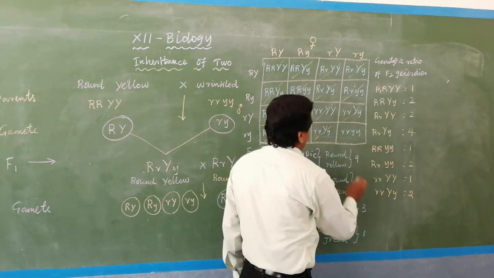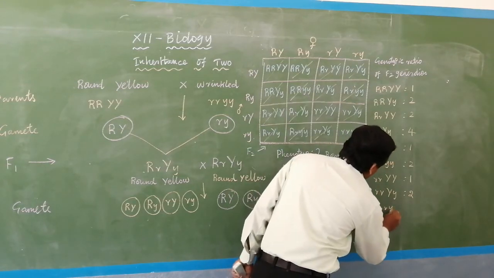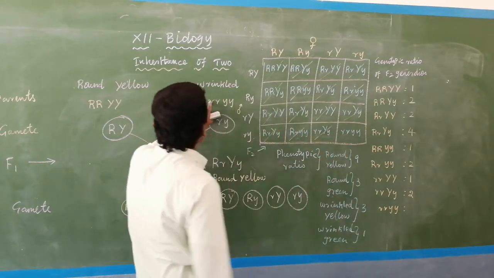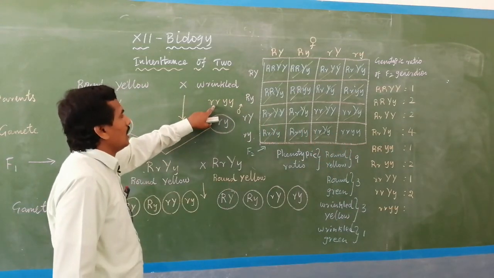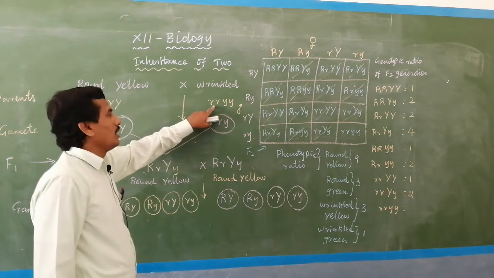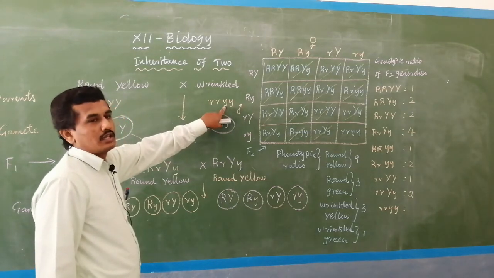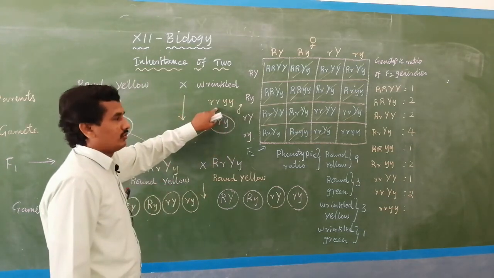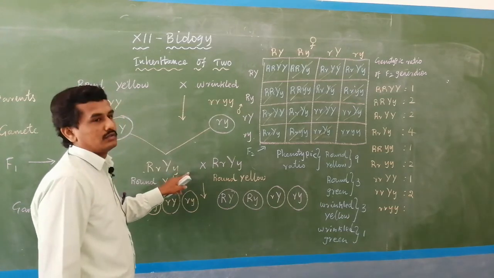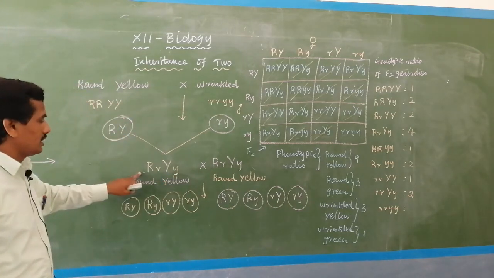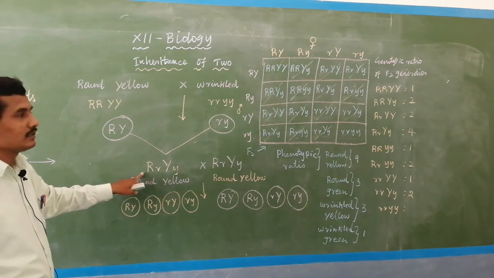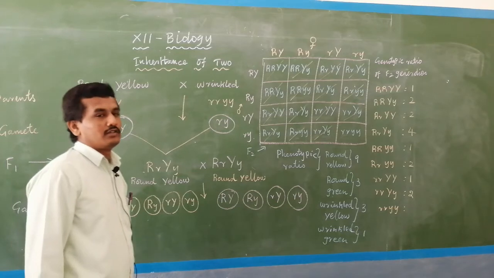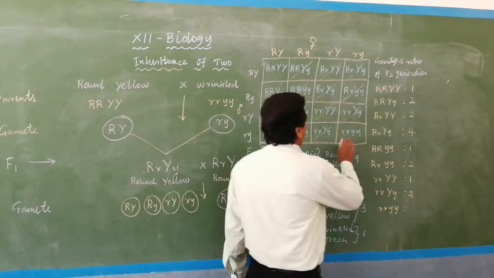Then the last one, small r, small y, small y. That is actually the plant that shows a wrinkled seed shape and green cotyledon. So, the character is recessive, because y is recessive, it is not expressed in F1. If the character is expressed in F1, that is a dominant trait. If the character is not expressed in the F1 generation, that is said to be a recessive trait. So, how many? Only 1.